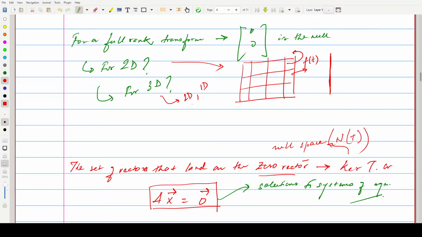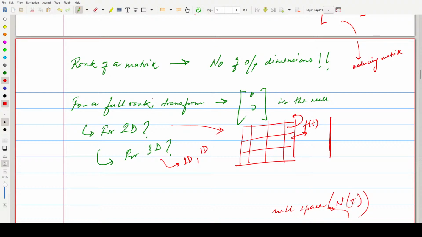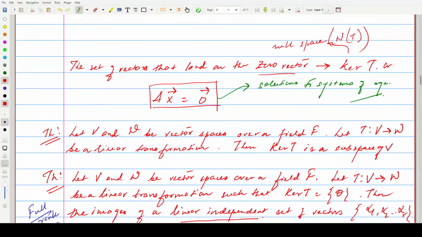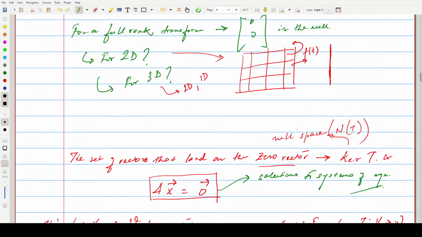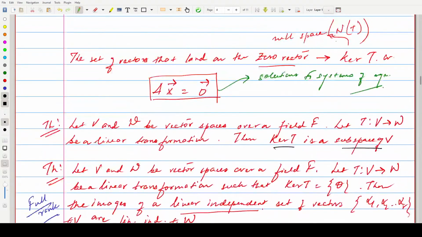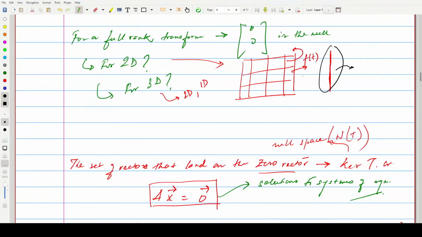Okay, so if this is more or less clear, we can go over some of the theorems and the formalisms to what I said. So if V and W are vector spaces over field F, and T is a transformation from V to W, a linear transformation, then the kernel of T is a subspace of V. So we have seen that this entire thing is essentially a subspace of the V that we were transforming.